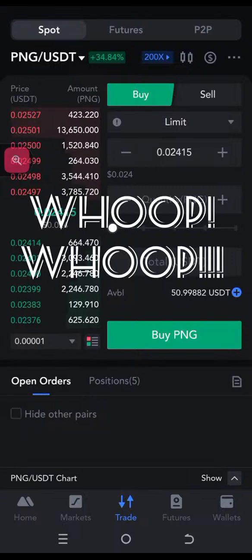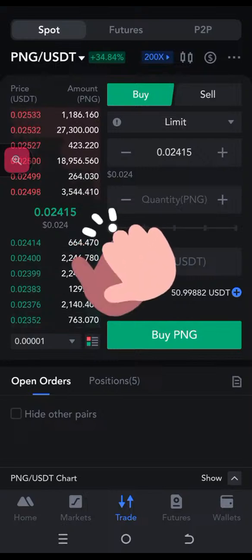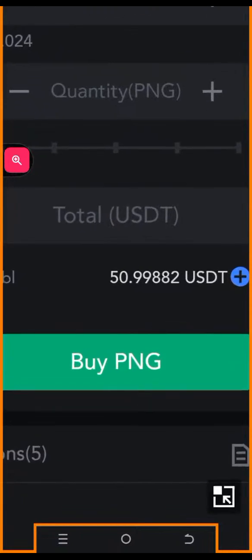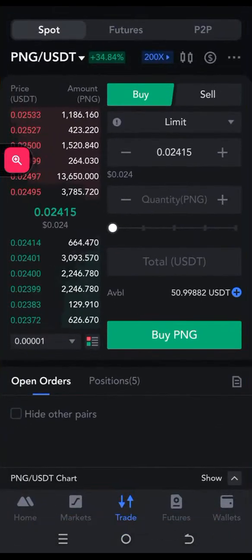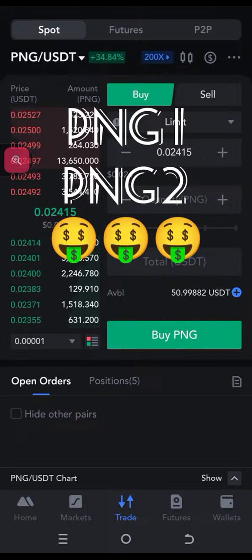Whoop, whoop. Can you see that? PNG has executed a second time. Awesome. And what do we have here? We've got 99 cents. Beautiful. This is practically almost $1. That is interesting. Can you see that? We made almost $1, which was almost 2% on PNG, PNG1, PNG2.